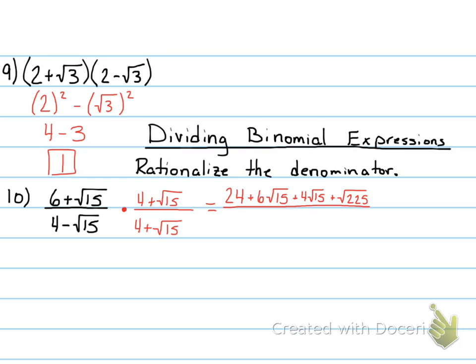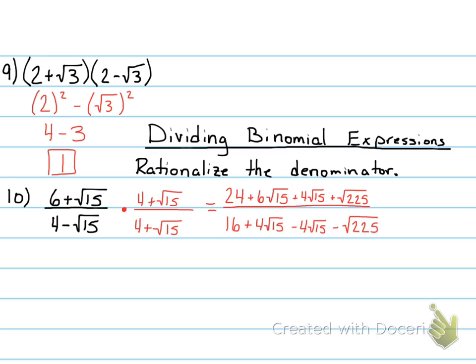Now all of this is over. We still have to FOIL the denominators. 4 times 4 is 16. 4 times a square root of 15 is 4 square roots of 15. And then a negative square root of 15 times 4. We have the negative square root of 15 times a 4, which ends up being a negative 4 square roots of 15. Then the negative square root of 15 times a positive square root of 15 is a negative square root of 225.